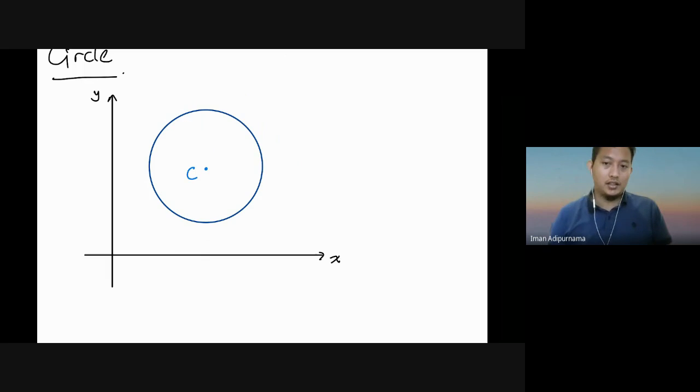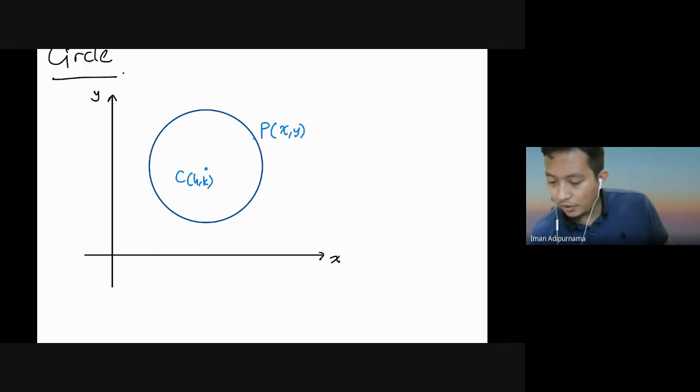This is the center. Let's write C, and we have a point here, point P. The center is usually written as H and K, and you'll have the radius here.